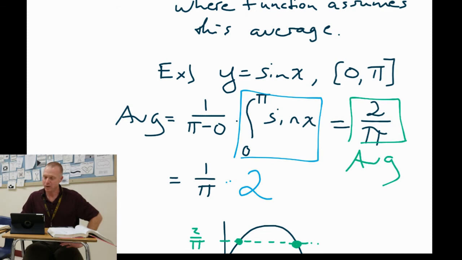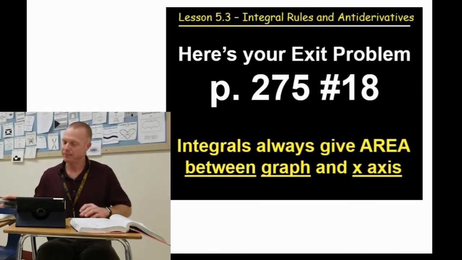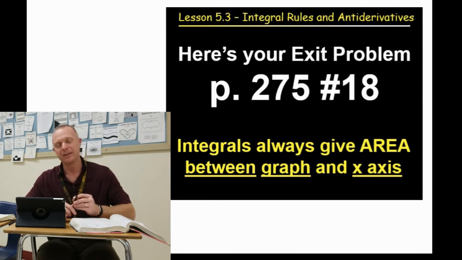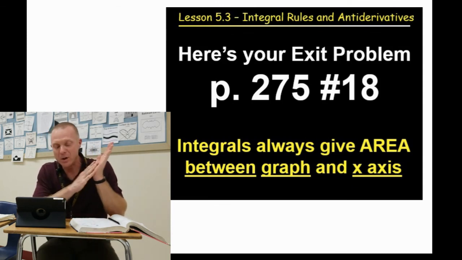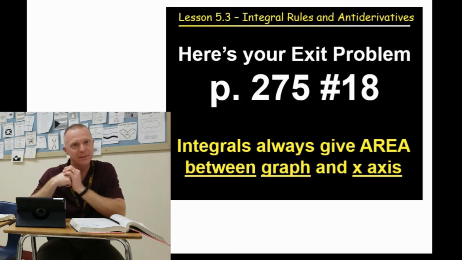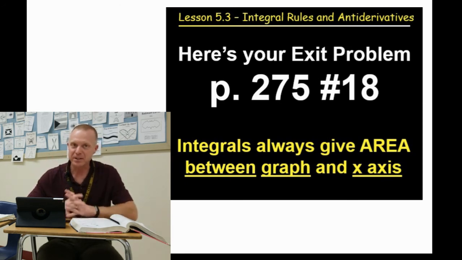All right, onward and upward to the exit ticket. It's number 18 from page 275. Couple thoughts here. Had you been in the classroom, this definitely would be a problem where there would be some engagement, because there's some things about that blue area that are a little different. I don't want to give it all away, but some of that blue area is not between the graph and the x-axis. You kind of have to look at it and say, there's some space that is actually somewhere else.